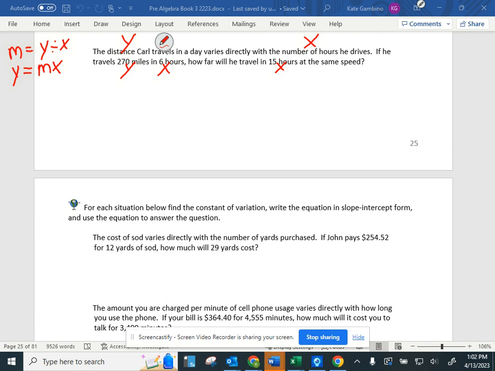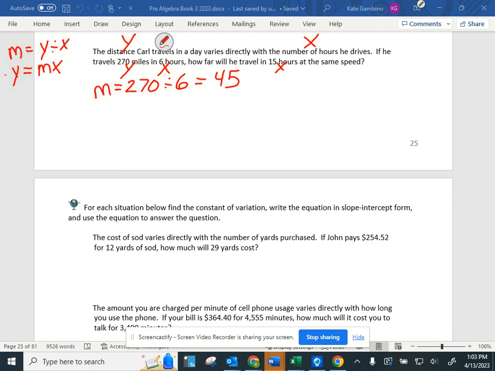So now, first step, what is my m? How do I find it? M equals what, Evelyn? 270 divided by 6 equals 45. We know it's y divided by x, so my y is 270 divided by my x, and that equals what, Emily? 45.